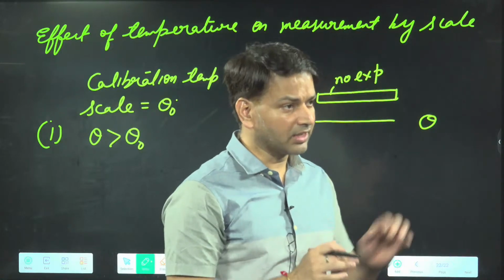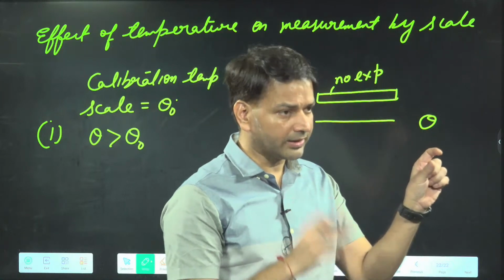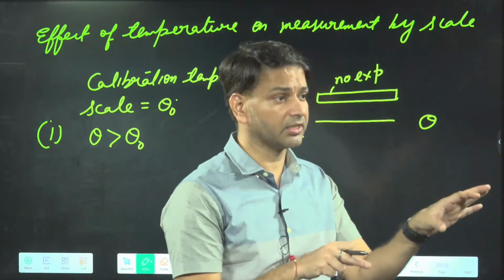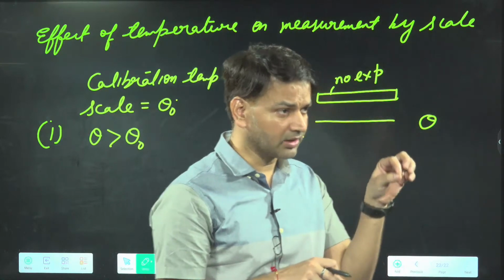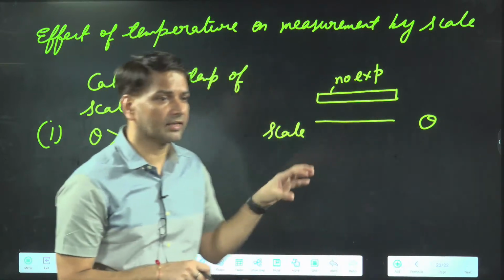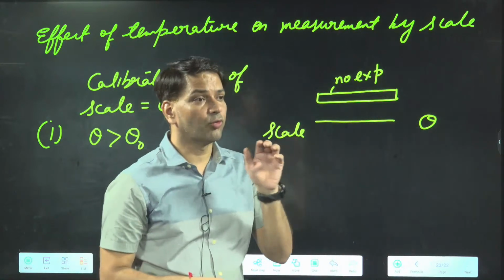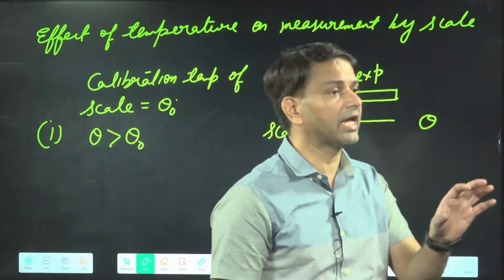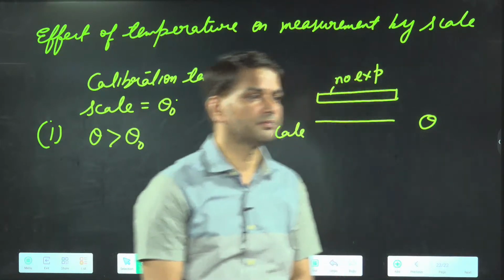If I measure the wooden rod length at temperature theta naught, at the calibration temperature, what reading will I get? That reading will be the accurate reading. Yes or no?